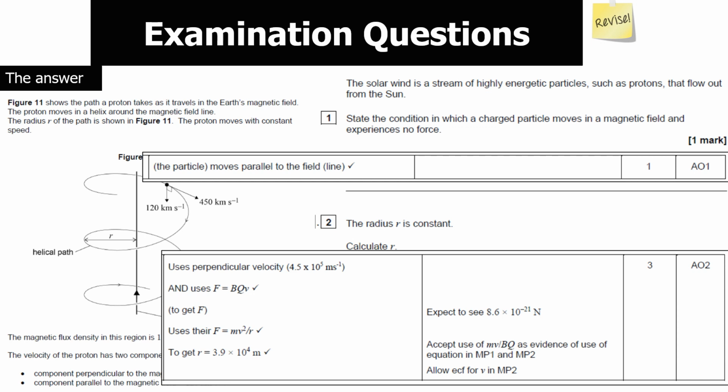That allows us to work out F, and we know that it's moving in a circular path. Because we know it's moving in a circular path, as we can see here, it's moving in a helix, we can use the centripetal force equation of mv squared over r. We're linking our two topics together. We've got the mass, we've got the force, and we've got the speed, so we can work out the radius of the orbit to be 3.9 times 10 to the 4 meters.